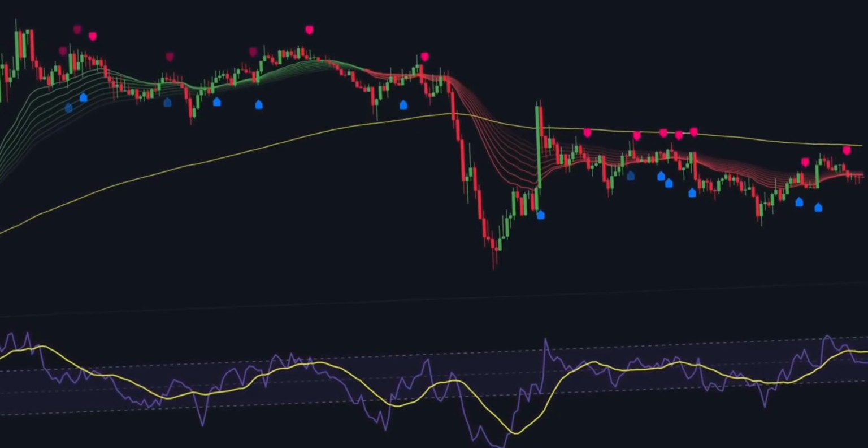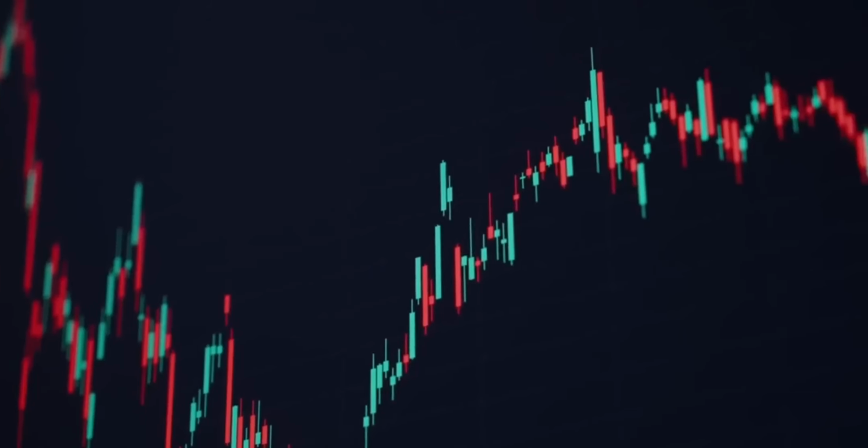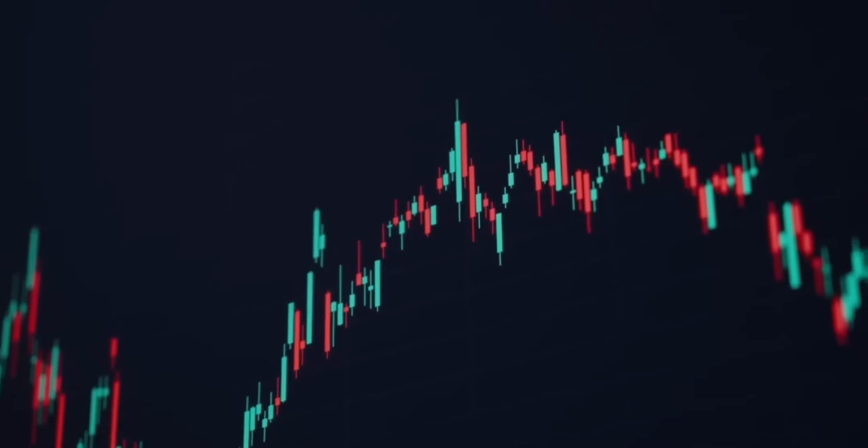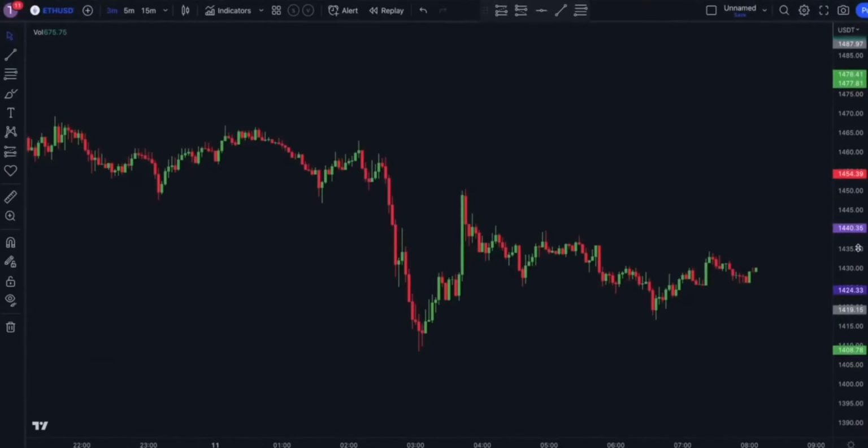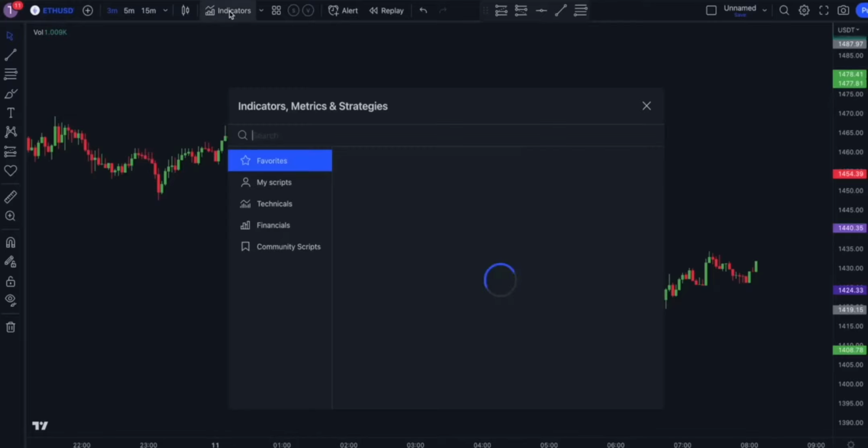I will test it 100 times for that. I will use the price of Ethereum on a 3-minute time frame, but before I do that, let's actually open the charts and add the indicators. So the strategy includes 3 free TradingView tools. I will explain how each indicator works as we add them one by one.